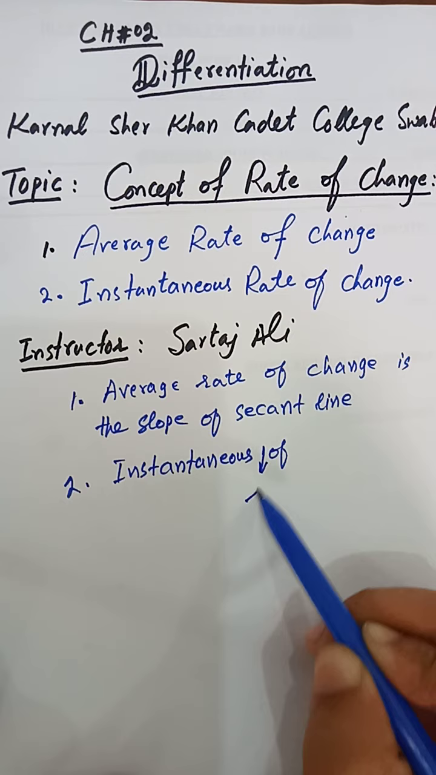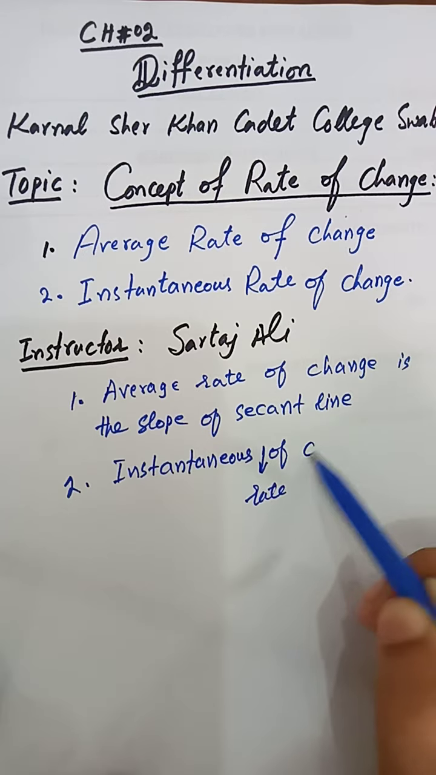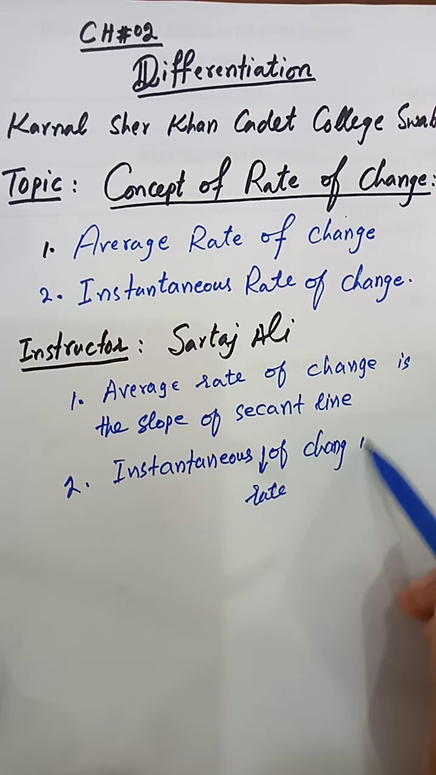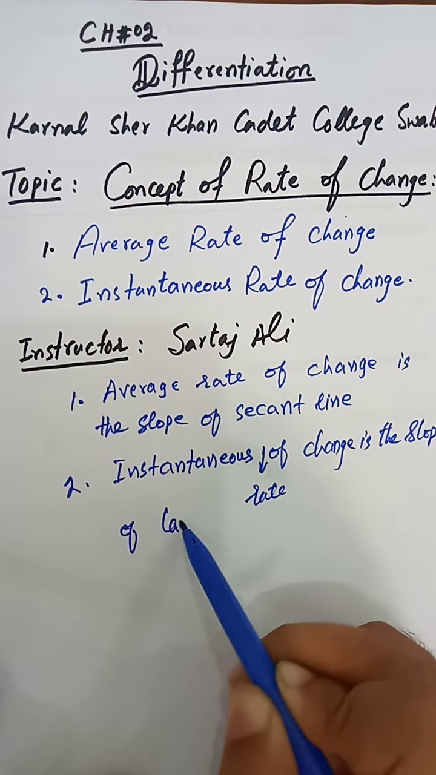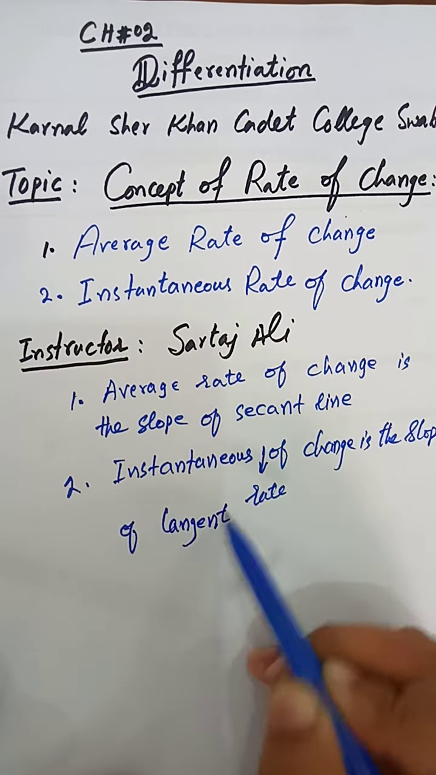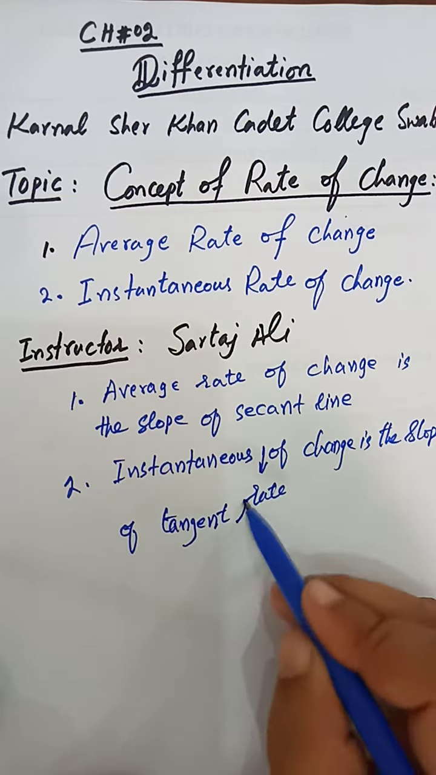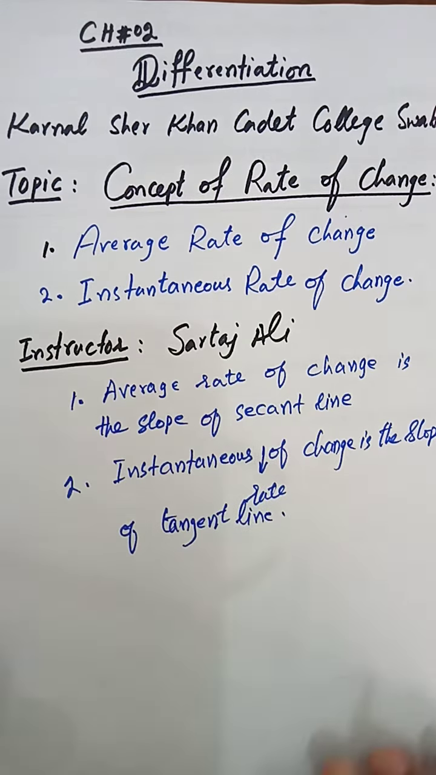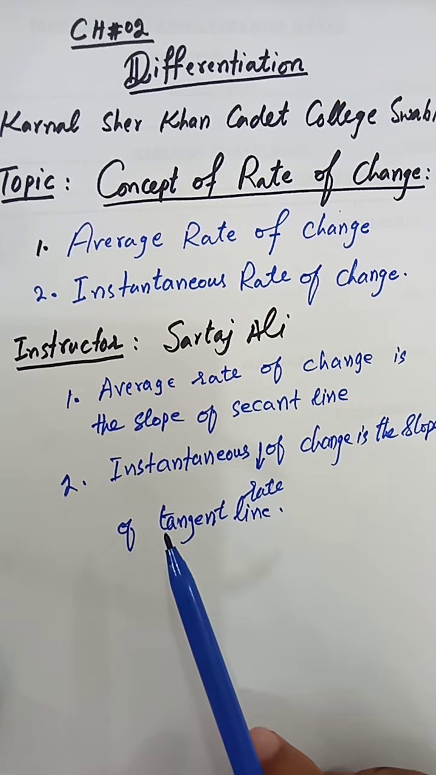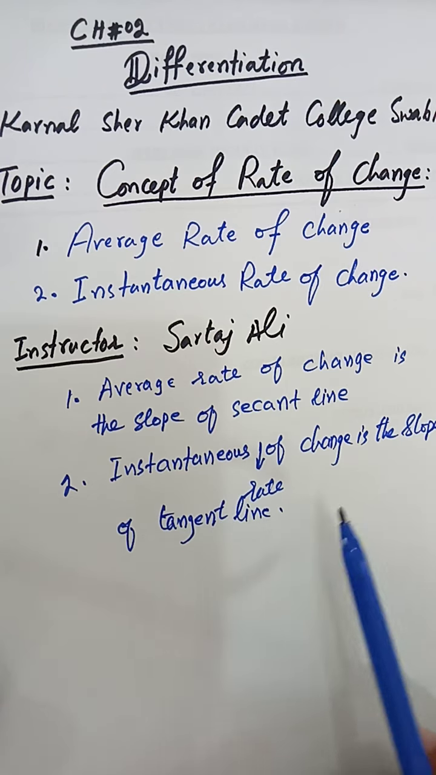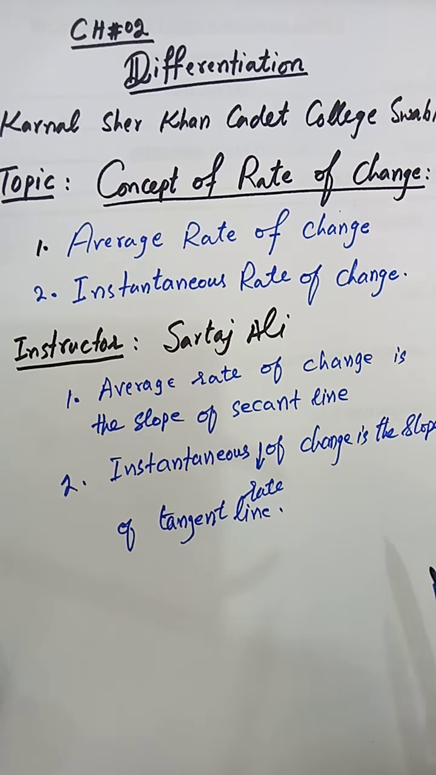Instantaneous rate of change is the slope of a tangent line, which is called the derivative. First of all, we will discuss the average rate of change in a phenomenon, and then we will discuss the instantaneous rate of change in a phenomenon, which is called the derivative.